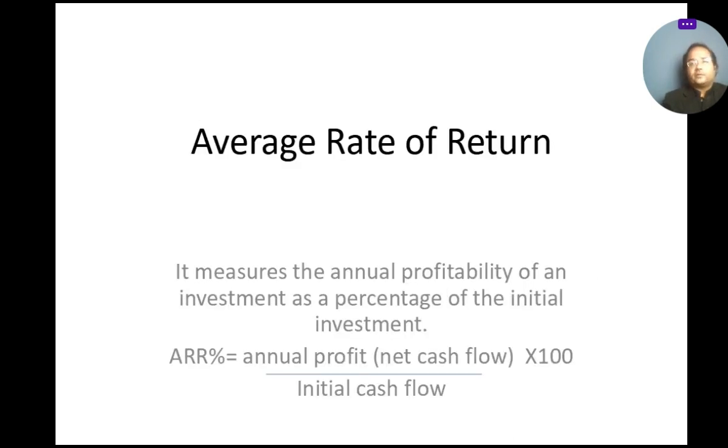The second type of investment appraisal technique is the average rate of return, also called ARR. It measures the annual profitability of an investment as a percentage of the initial investment. The formula is annual profit or net cash flow divided by initial investment, multiplied by 100.